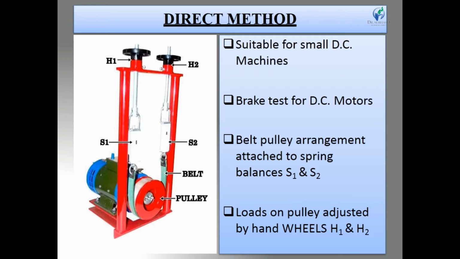The leather belt brake, the tension of which is adjusted, is supported around the pulley, as shown in this figure. The output of the machine is converted into heat due to the friction between the belt, brake and pulley. The output is wasted, therefore only small machines up to 5 kW can be tested by this method.